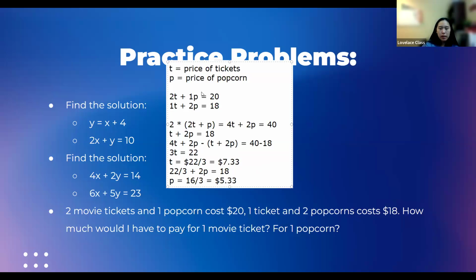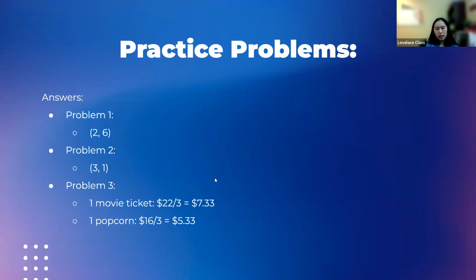So yeah, the answers are on this page. And for all of these problems, we can always plug the answer back in to check if we actually did it right or not.